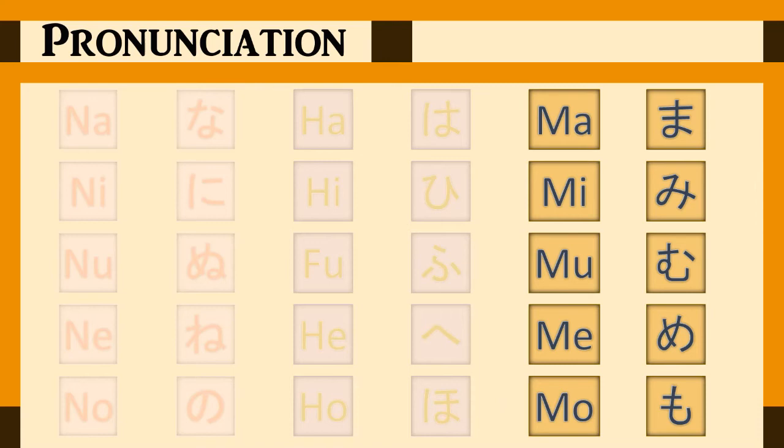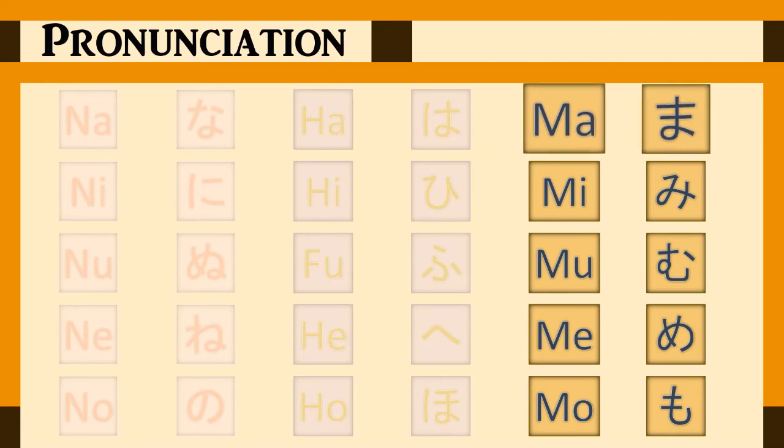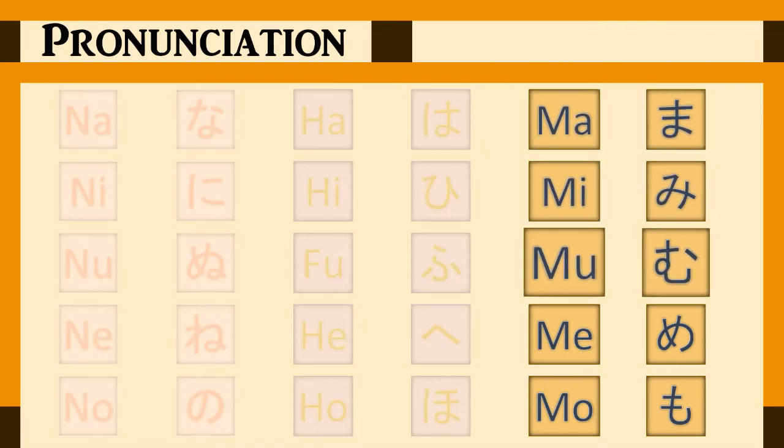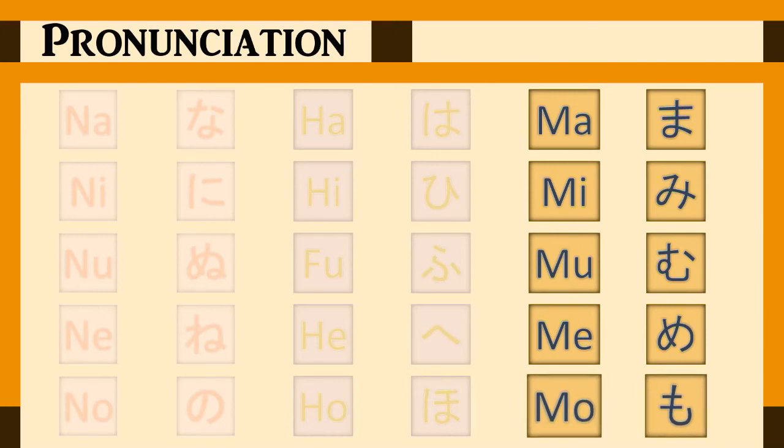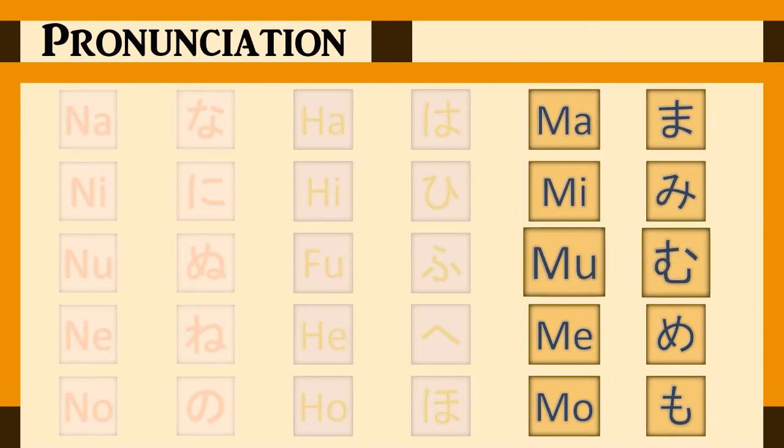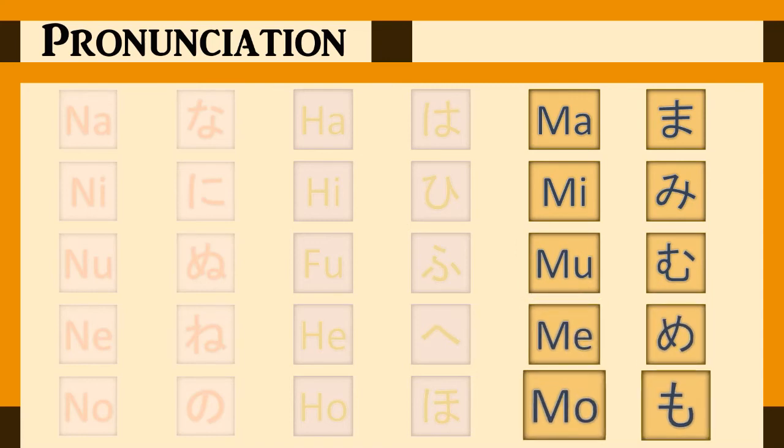After H is the set that uses M. This set does not have any exceptions, so applying what we have seen so far, we get the sounds ma, mi, mu, me, mo. Once more for practice. Ma, mi, mu, me, mo.